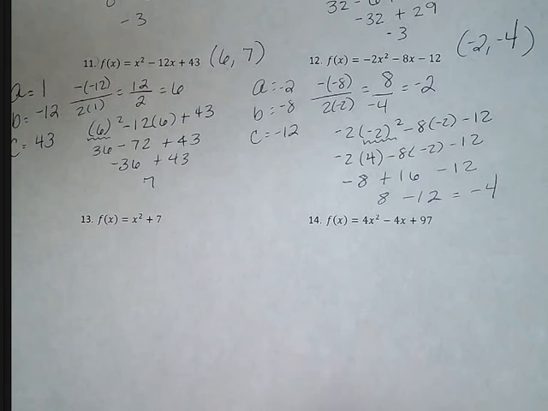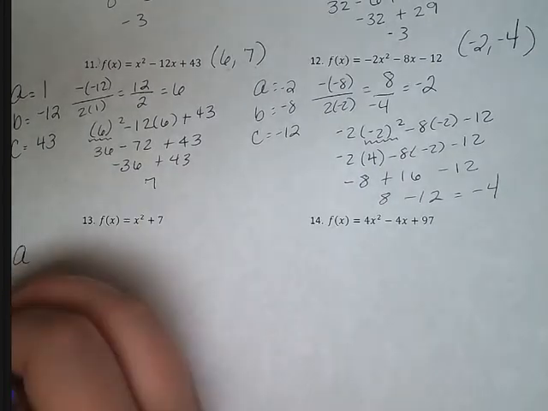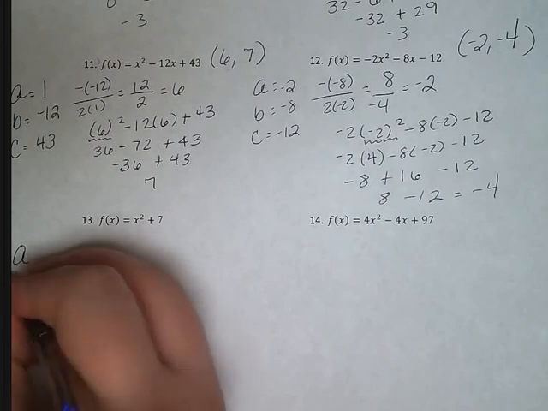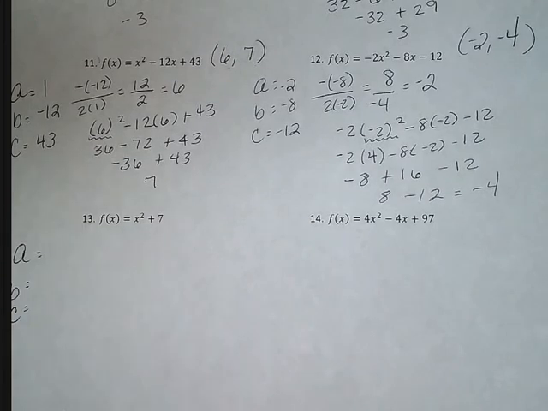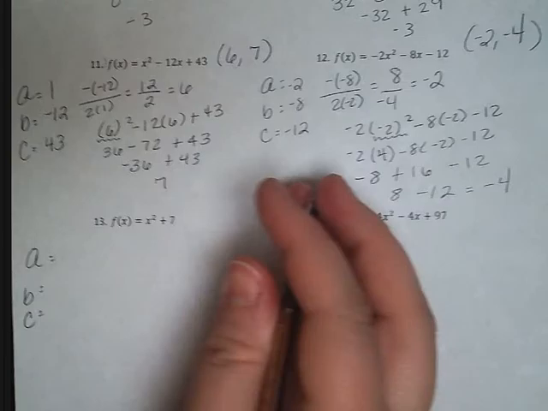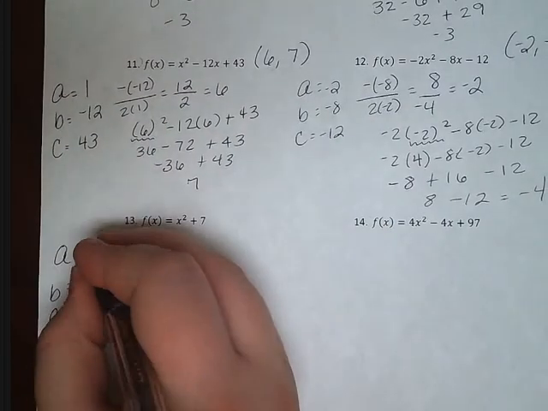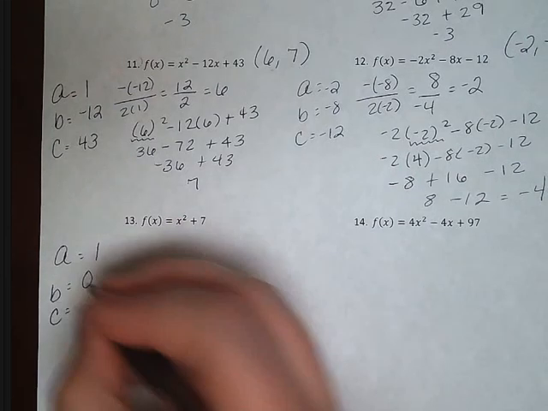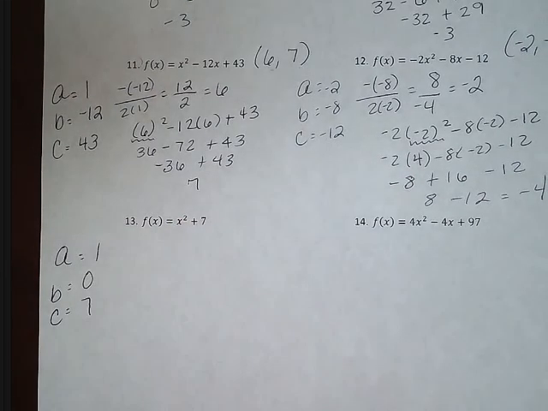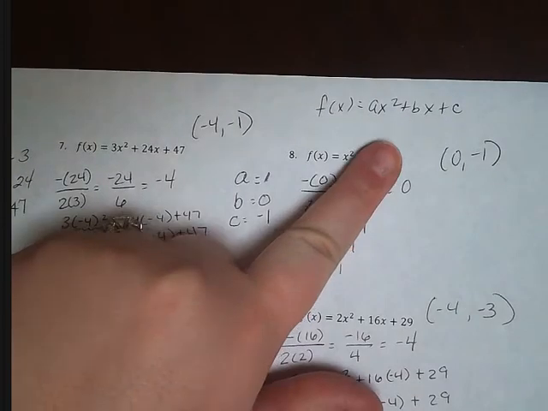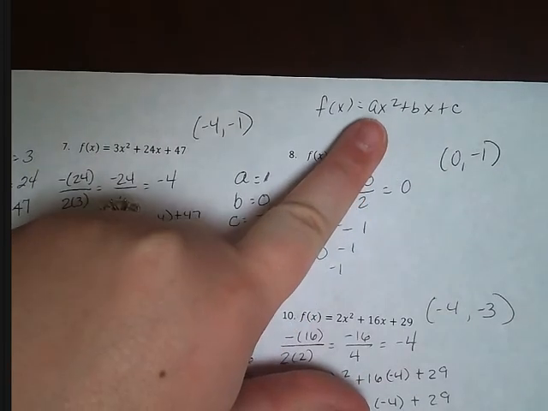Okay, so now let's look at problem number 13. A, B, and C. That's what we're going to identify first. So A is going to give us a 1, B is going to give us a 0, C is going to give us a 7. Remember to reference this formula here to know which one is your A, which one is your B, and which one is your C.